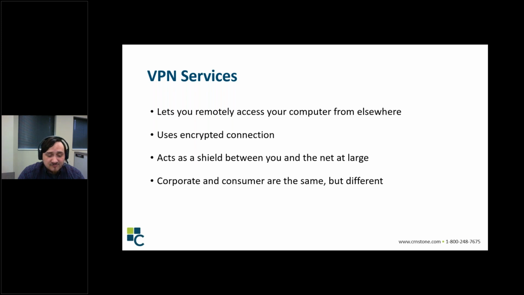So a consumer VPN is an encrypted channel between you and an online server, lets you browse the web anonymously. But a corporate VPN just lets you connect directly in an encrypted manner to a server that you control. So that's the general difference between corporate and consumer. You're going to want to make sure you have a corporate VPN if you're working remotely.